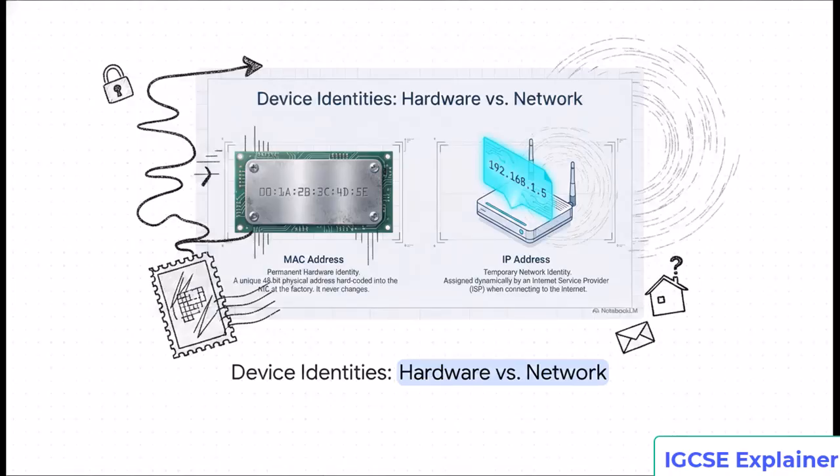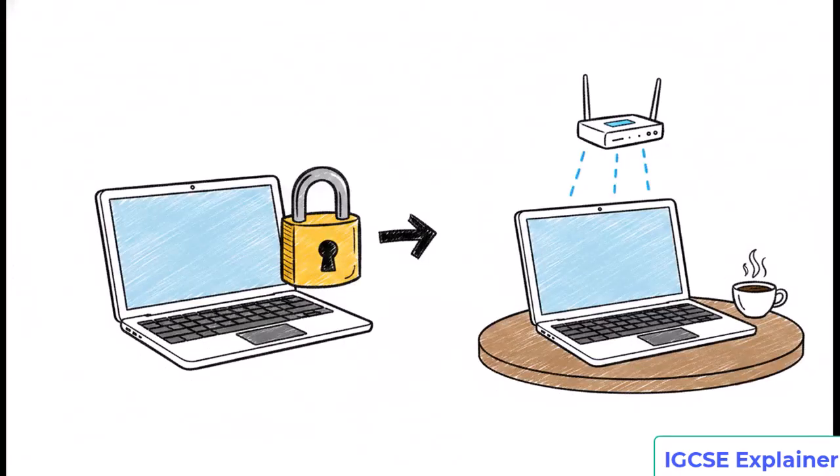Think of the real-world postal system for a second. Your device's MAC address is kind of like a permanent social security number. It's hard-coded right at the factory. The IP address, on the other hand, that's just a temporary home mailing address assigned dynamically by your internet provider whenever you connect. Understanding this difference is absolutely crucial. You've got your permanent hardware identity and your temporary network identity.